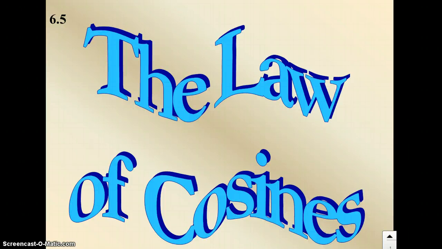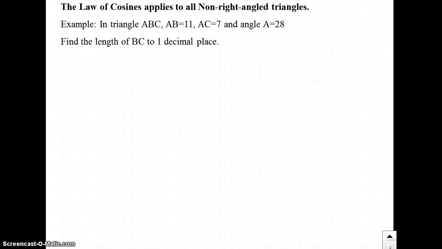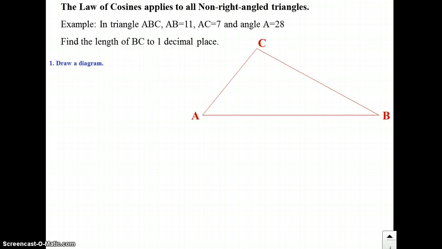Hey Math 20-1s. Today we're going to look at the law of cosines. Like last day, we solved a triangle that didn't have any right angles in it. We're going to do the same thing today: non-right angle triangles. Let's say we've got this example, triangle ABC. Draw a diagram, label it. Again, I think you have this in your notes.